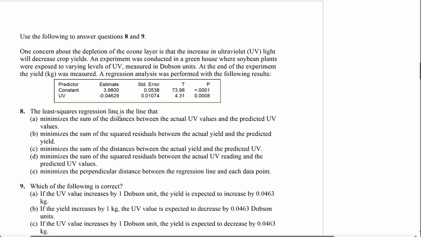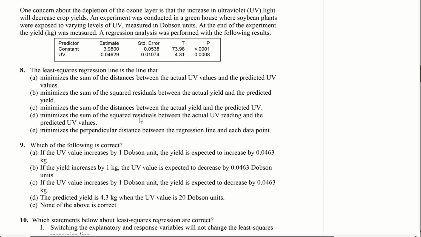So the least squares regression line is the line that does what? This is a conceptual question here. The least squares regression line, remember what that does is it minimizes the sum of the squared residuals. This is basically a definition of what is the least squares regression line. It minimizes the sum of the squared residuals. So which one has that?